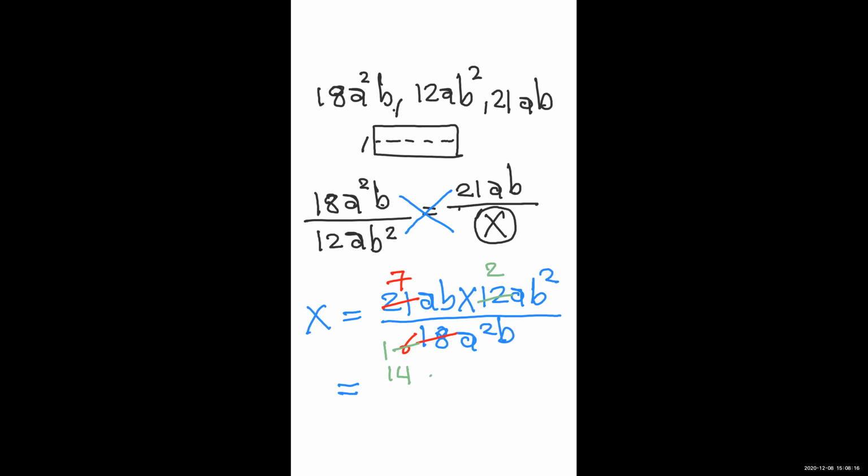A times A means A squared. B times B squared means B power 3 over A squared B. So it will equal 14. Then A squared divided by A squared means 1. B power 3 divided by B means B squared. So the fourth proportional will equal 14 B squared.